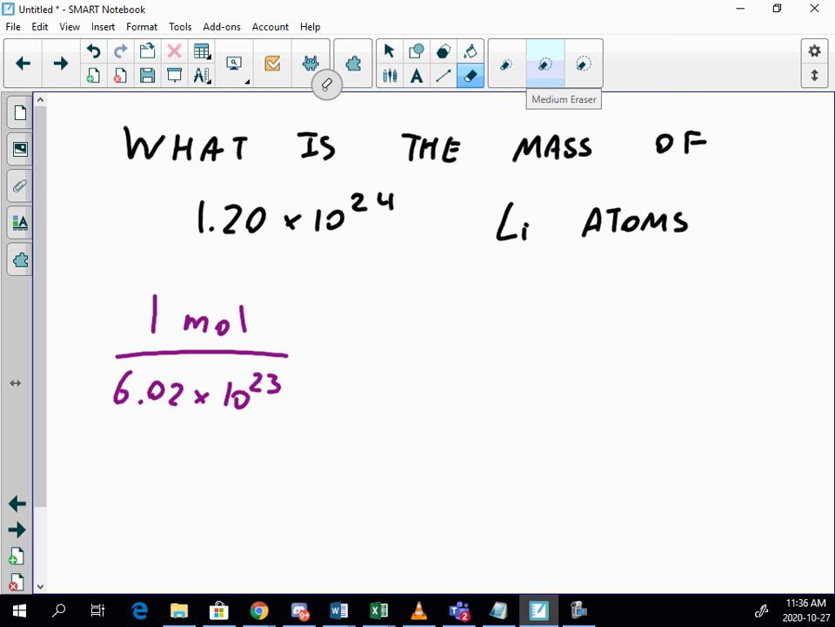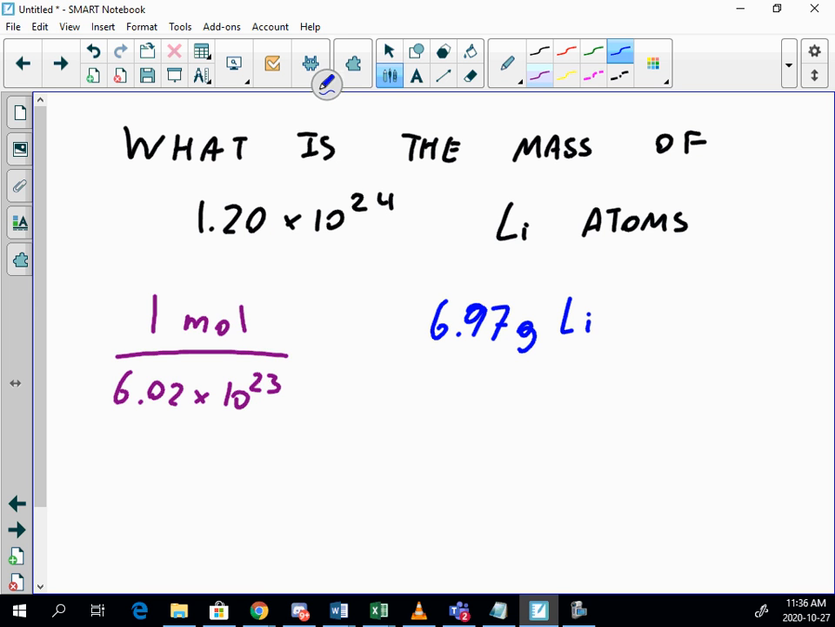And my other conversion factor, okay, we'll do in blue, is going to be that there are 6.97 grams of lithium if I have a mole of lithium. This is stuff that we did in class today. We said if we want to find the mass of a mole of lithium, I can look on the periodic table and find that it's 6.97 grams. So now, armed with these two conversion factors, I can actually answer my question.